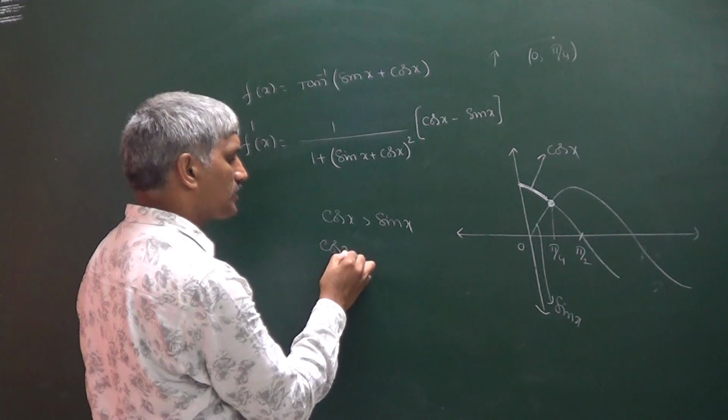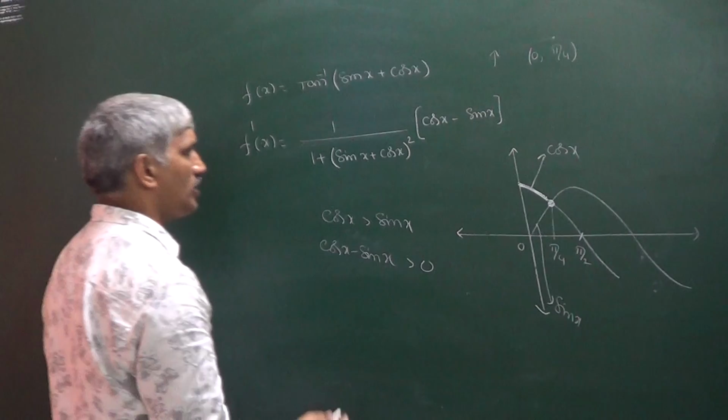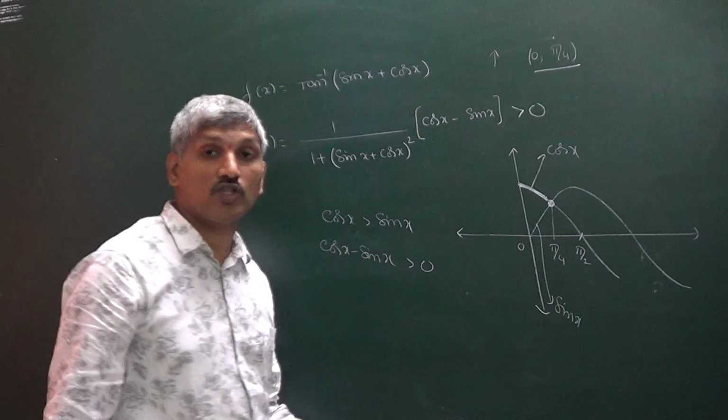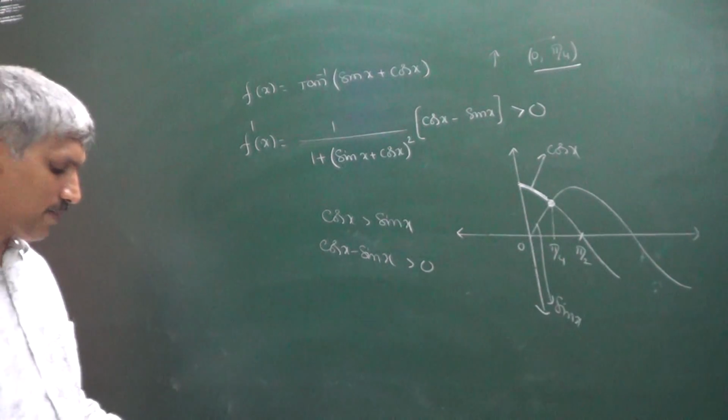That's why cos x minus sin x is greater than 0. So we are getting f dash of x greater than 0 in this interval. So the function is a strictly increasing function from 0 to pi by 4.